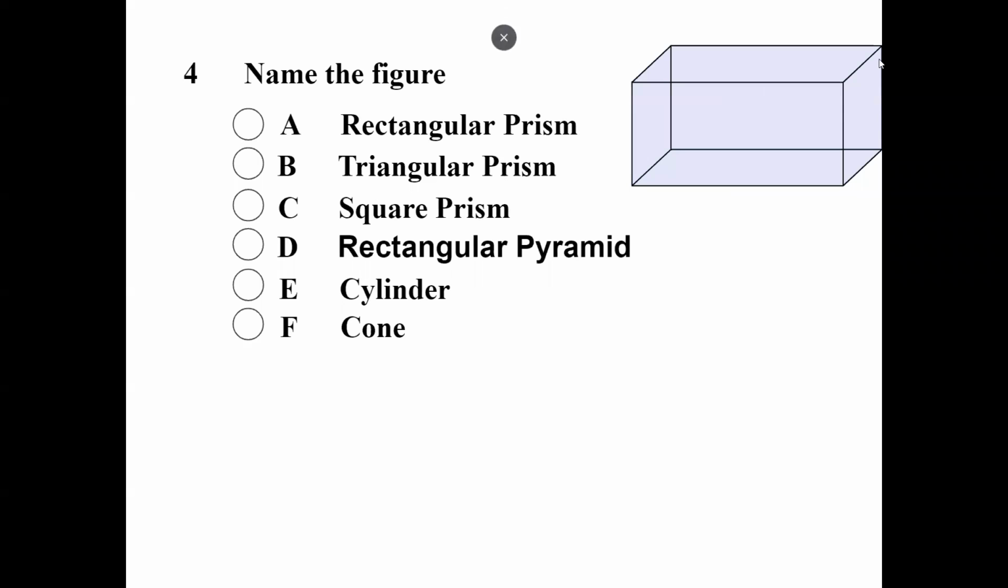Let's try another one. If I'm looking at this, I know that this is going to be a prism because where it's sitting, it has something directly across from it. It doesn't come to a point up top. So it's either going to be a rectangular prism or a triangular prism. The 2 bases that are opposite of each other are rectangles, so it is a rectangular prism.